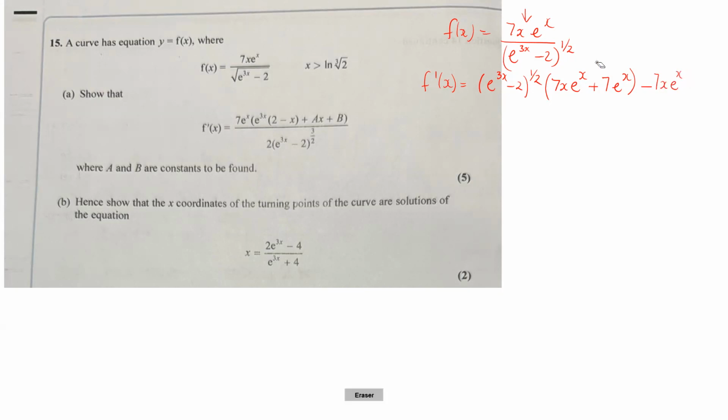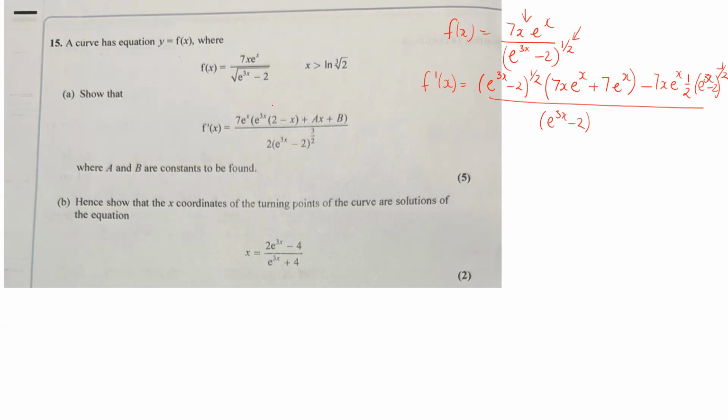Now, differential of bottom, I'm going to power down and then leave alone and then take one off. So just leave some room, and then we're all going to be over bottom squared. Now, because we've got this square root, we're just going to go e to the 3x minus 2, and then squaring it will just get rid of that square root sign. Everyone happy so far?